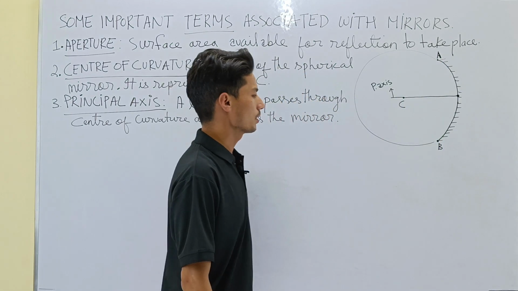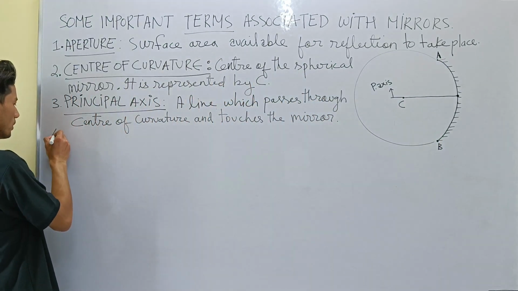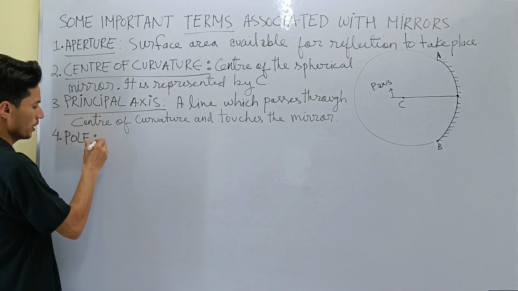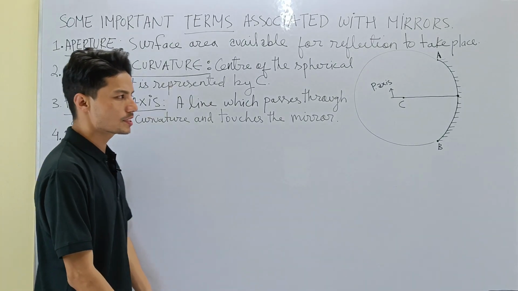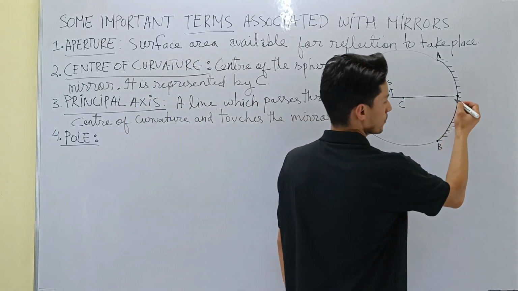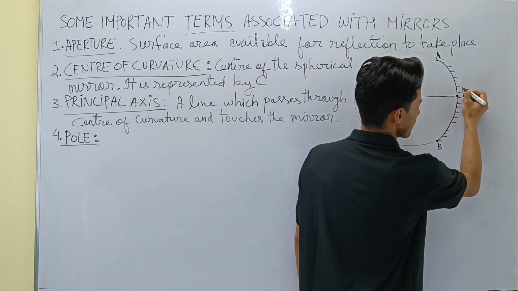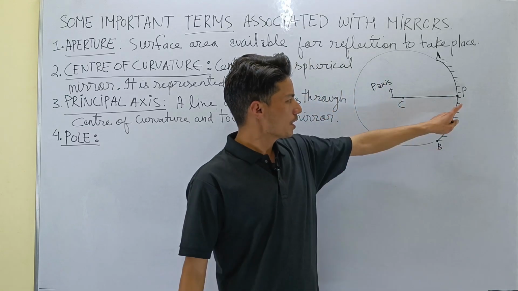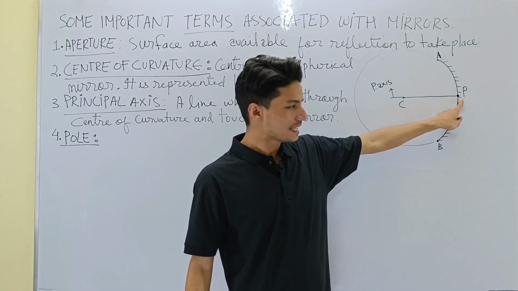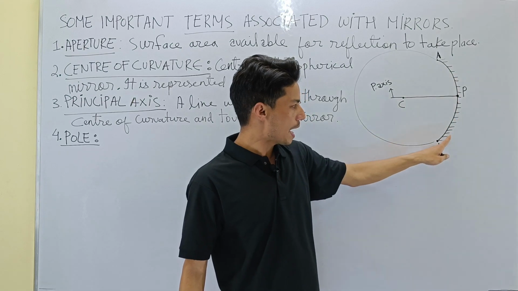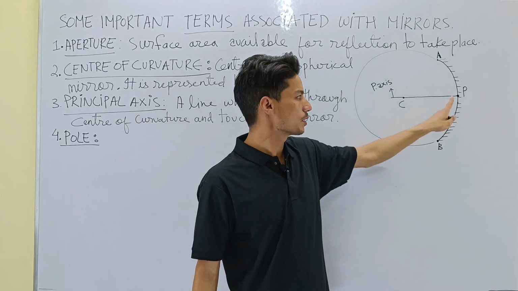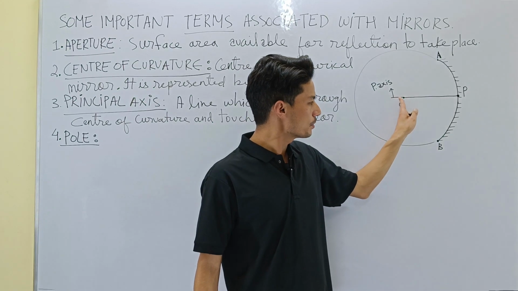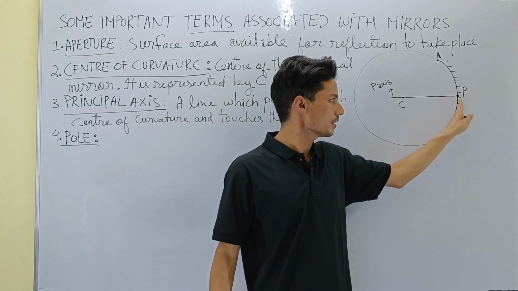Now the next one is a very important point called the pole. Time to tell you what the pole is. Students, this is the pole, represented by capital P. So the pole is a point on the aperture, or you can also say a point on the mirror, where the principal axis touches the mirror.